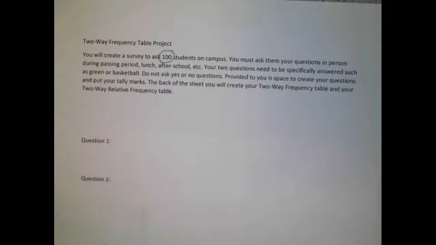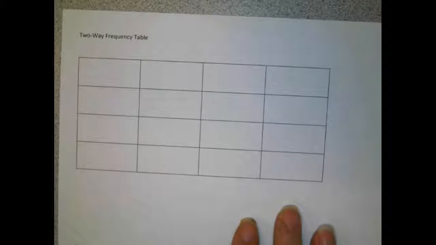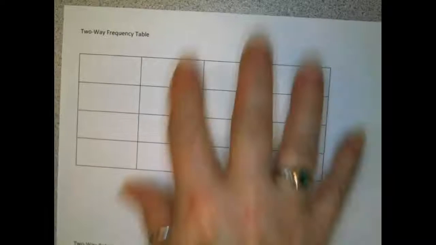And you have to have 2 questions. Specifically answered, such as green or basketball. And don't ask a yes or no question. It has to be you have a choice, this or that. And then use the space provided for your questions and your tally marks. On the back of the sheet, we're going to create our two-way frequency tables. And this part will make more sense after we've had a couple lessons under your belt.